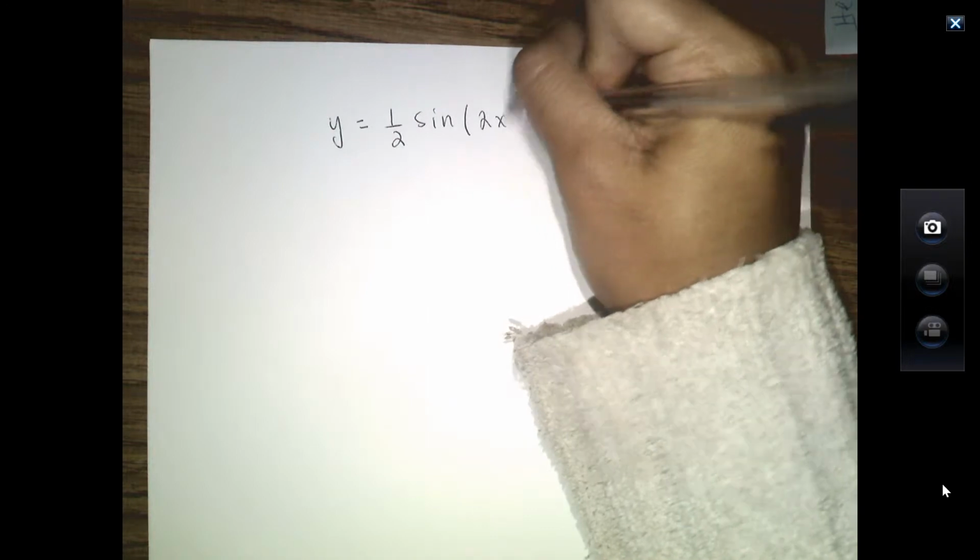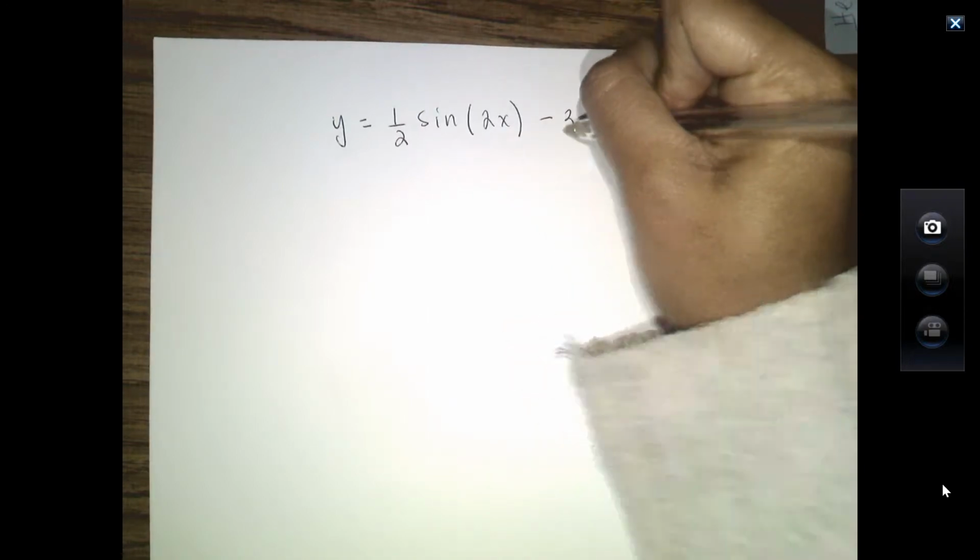Okay guys, today we are going to continue where we left off. So let's try this, okay? Let's start with having something that has an amplitude in it. Let's also put something with a period, and then we have our vertical shift.